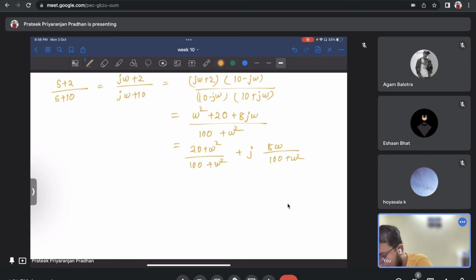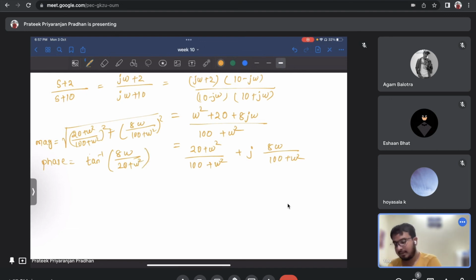So the magnitude will be root over 20 plus omega square whole divided by 100 plus omega square whole square plus 8 omega divided by 100 plus omega square whole square. And the phase is equal to tan inverse of 8 omega divided by 20 plus omega square. Okay, so now let's draw the Nyquist.